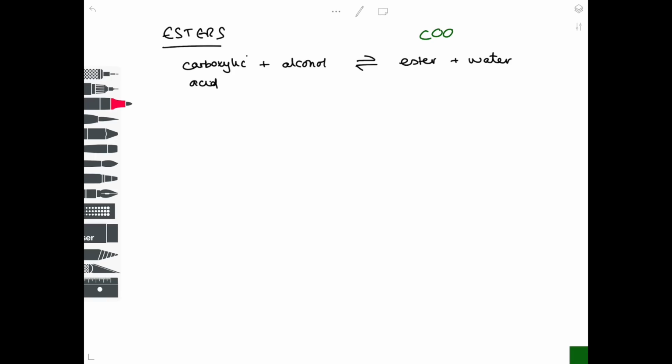So a carboxylic acid, I'm going to pick methanoic acid. I've decided to react that with ethanol. Now, in terms of naming it, notice that the first part of the ester's name comes from the alcohol, which is why it begins with ethyl. The second bit comes from the carboxylic acid. Esters always end in oate, so it's ethyl methanoate. And we've got water being formed.